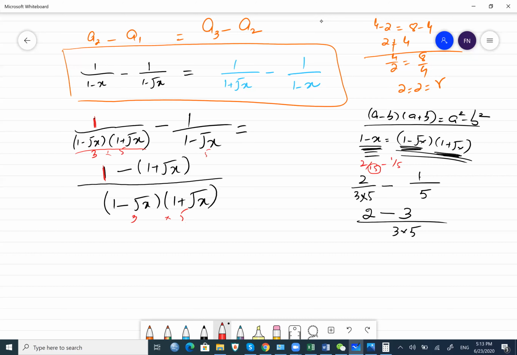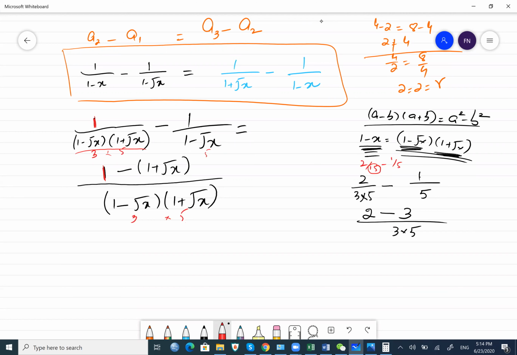Are you sure? Can you explain again? That makes sense, but I don't understand why 1 over 1 minus x take away 1 over 1 minus radical x turned into 1 over 1 minus radical x times 1 plus radical x.